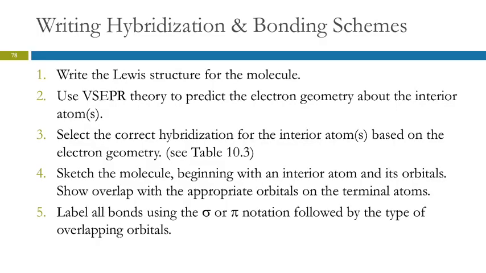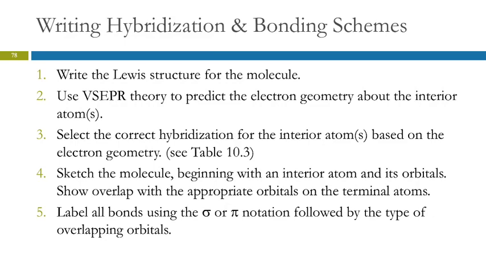Okay, so here's a set of instructions for writing hybridization and bonding schemes. Start off with the Lewis structure. Use VSEPR theory to predict the electron geometry. What you're doing is looking for how many electron groups. You select the correct hybridization based on the number of electron groups. Write letters on your fingers and count if you need to. Then you sketch the molecule, starting with an interior atom and its orbitals, and show how that overlaps with the appropriate orbitals on the terminal atoms, and then you label everything using sigma or pi notation followed by the type of overlapping orbitals. Clear as mud, right?